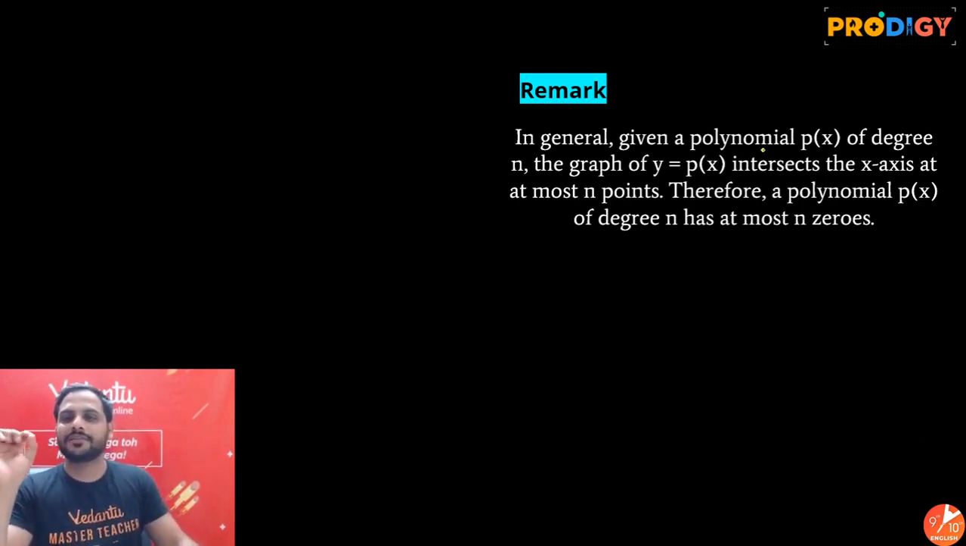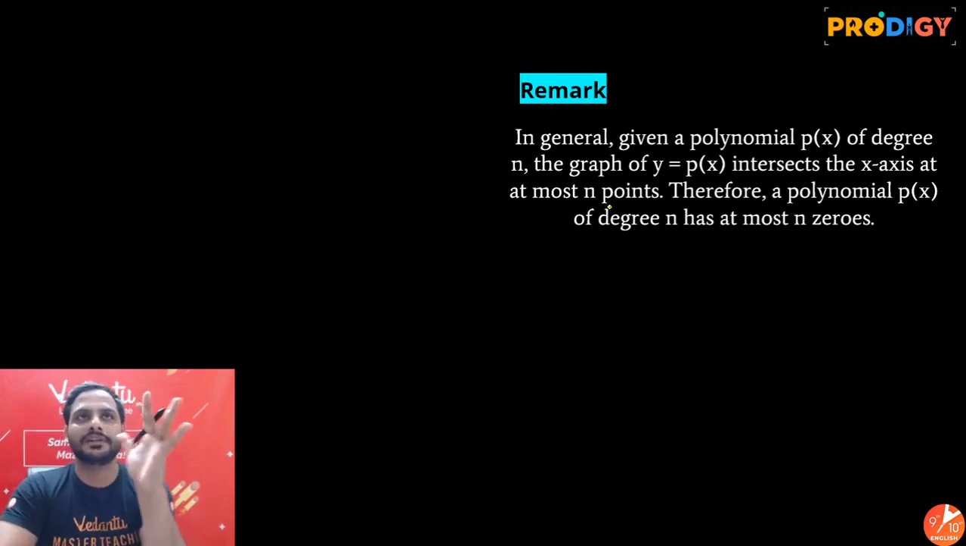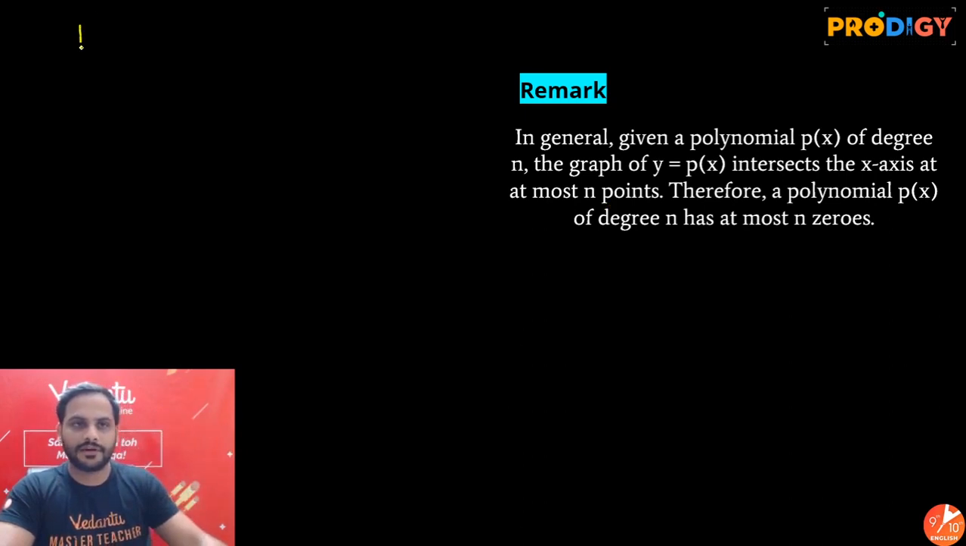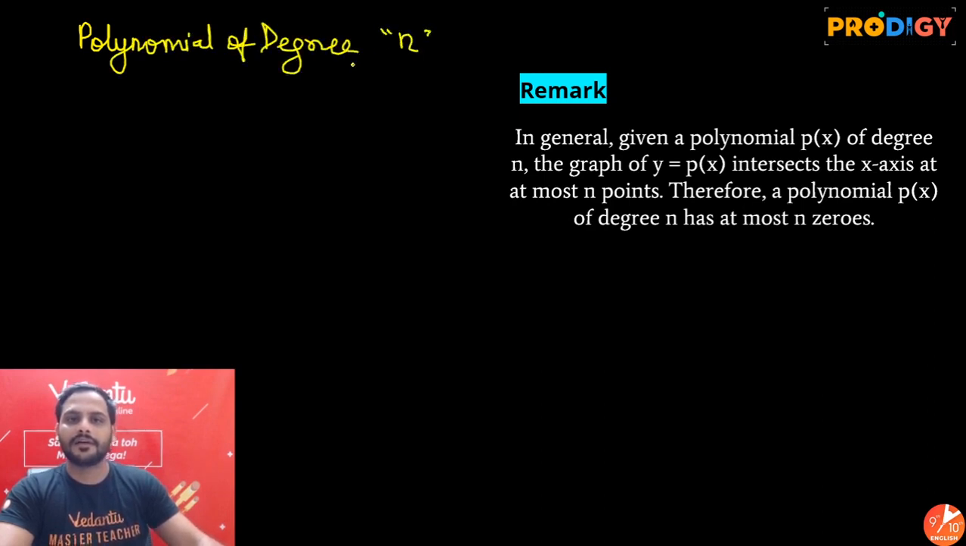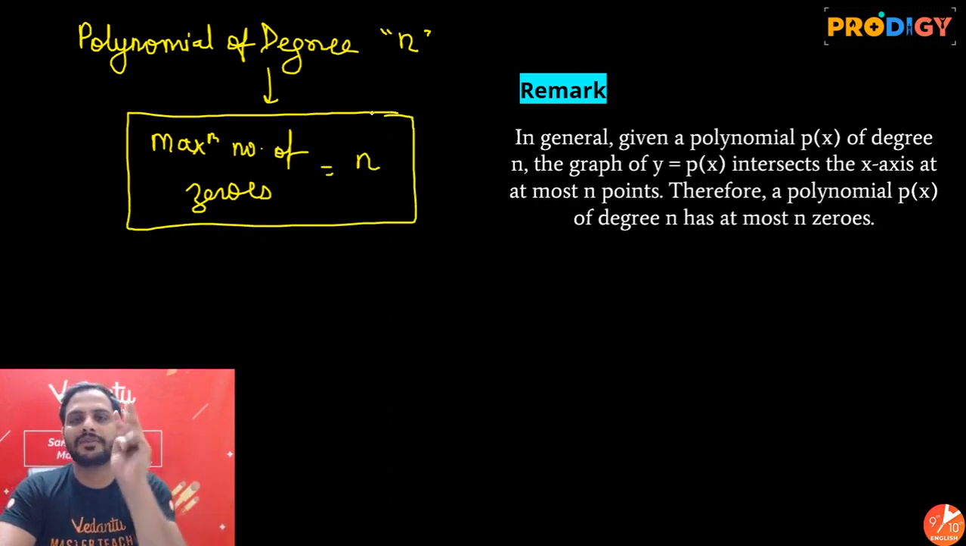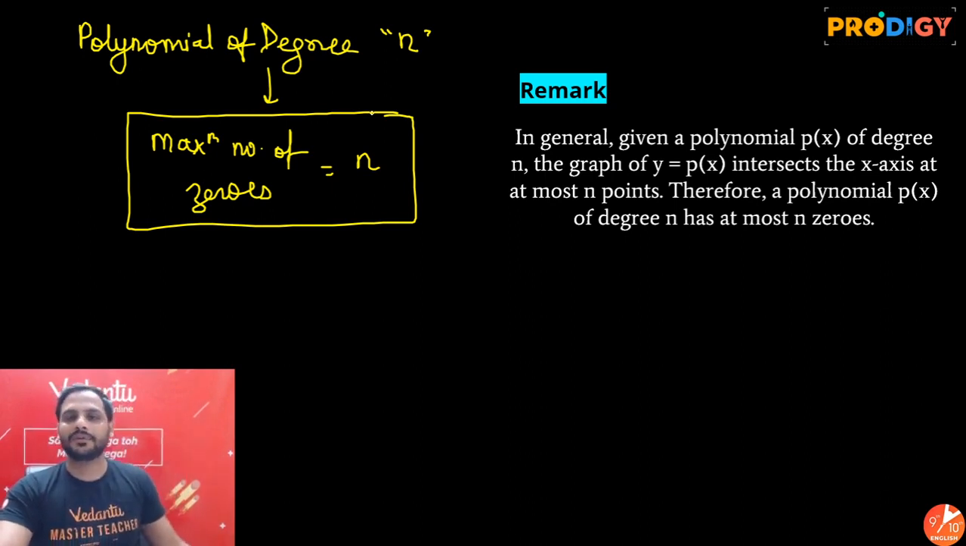So in general, given a polynomial p(x) of degree n, the graph of y equal to p(x) intersects the x-axis at most n points. One more very important thing, beta: if we have a polynomial of degree n, the maximum number of zeros it can have will be equal to n. That means a cubic polynomial can have maximum 3 zeros, a quadratic polynomial can have maximum 2 zeros, a linear polynomial can have maximum 1 zero, and so on.